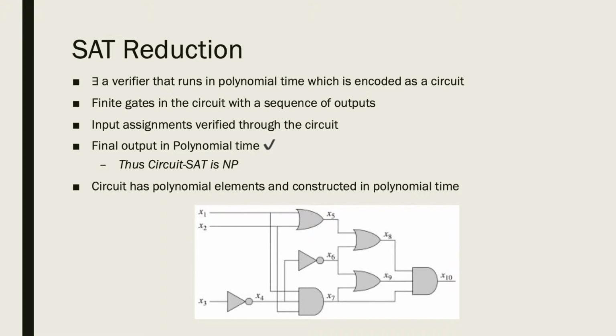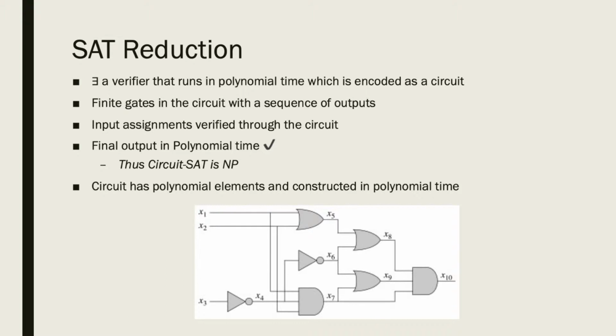Thus, circuit SAT is NP. Proof of NP-hard means it has to be at least as difficult as every problem in NP, where the circuit has a polynomial number of elements and is constructed in polynomial time, where every NP problem must reduce to circuit SAT. The simple but big idea here is that programs are basically circuits.